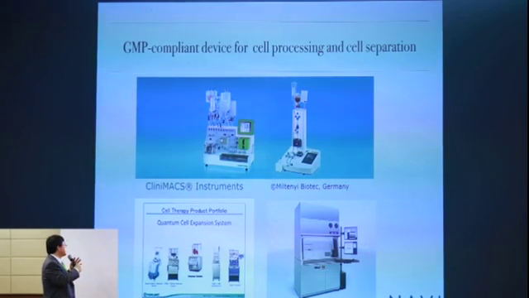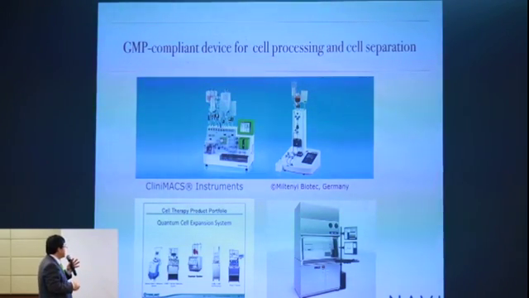This figure shows some examples. One is a machine from Miltenyi. They use magnetic beads conjugated with antibody. This antibody can recognize the cell, and then they use the magnetic force to select the cells with the specific antibody, and then run them through the machine to separate the cells we want.